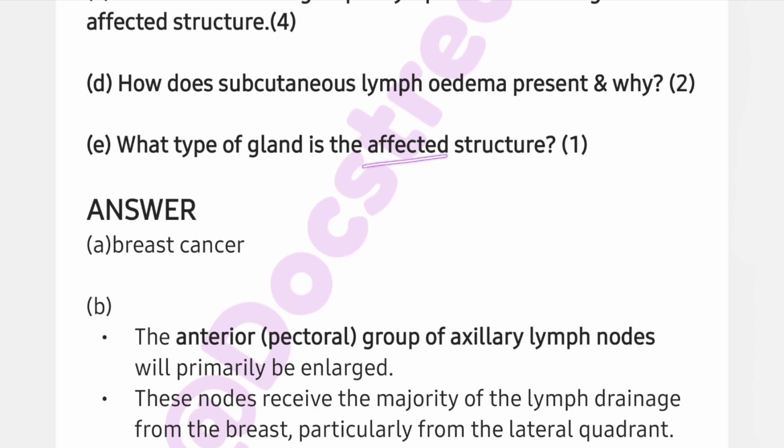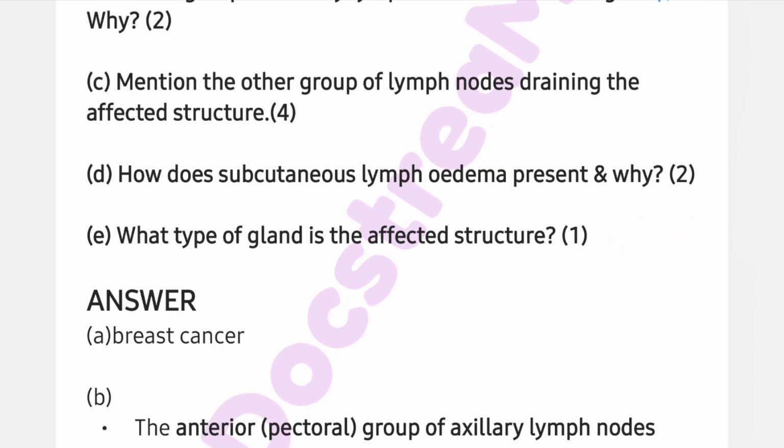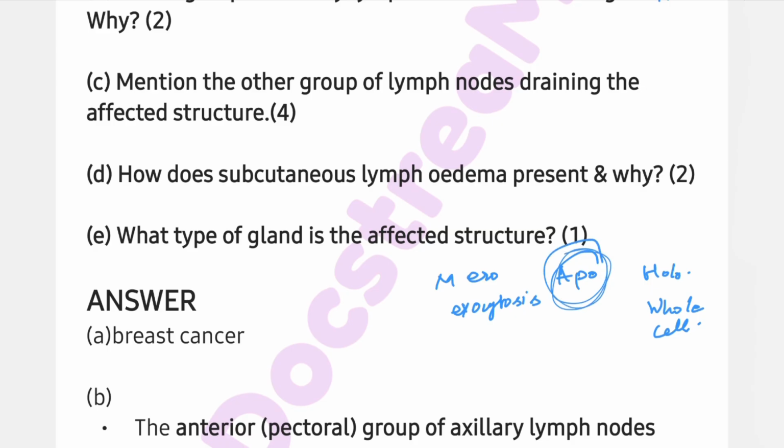What type of gland is the affected structure? When we classify glands based on many things, one thing we are going to talk about here is secretion. How the gland secretes. Based on the secretion, glands are classified into merocrine, apocrine, and holocrine. Merocrine glands secrete by exocytosis, and in holocrine gland, the whole cell disintegrates. And in apocrine gland, they secrete by shedding the apical portion of the gland and their products. So we can now say the breast is a modified apocrine gland.